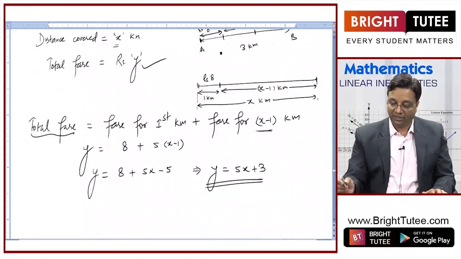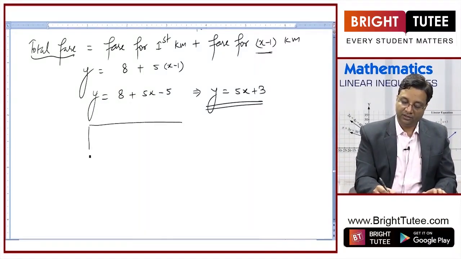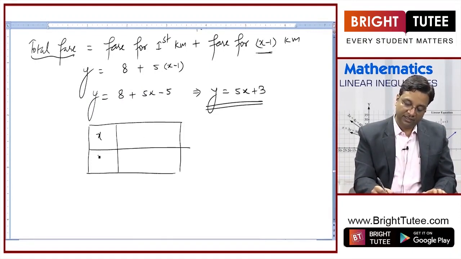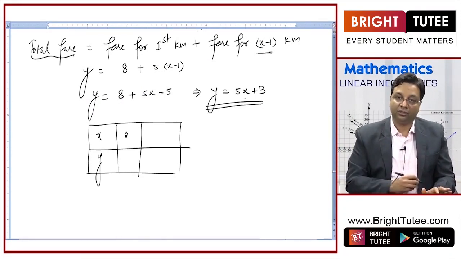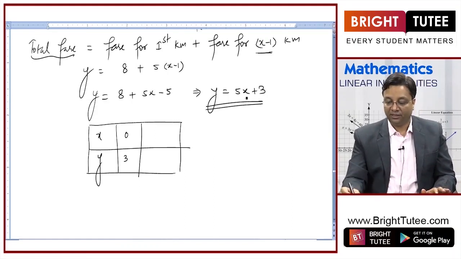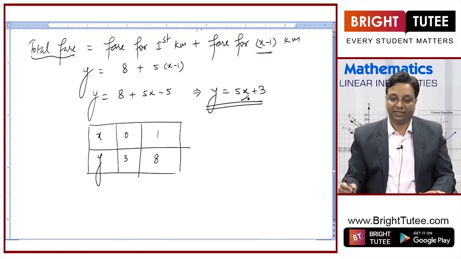Now I need to draw its graph. Drawing the graph is very simple. I just need to make this table, write x here and y here, put certain values for x and see what will be the corresponding value of y. If I put x equal to 0, what will be y? y will be 3. And if I put x equal to 1, what will be y? y will be 8.